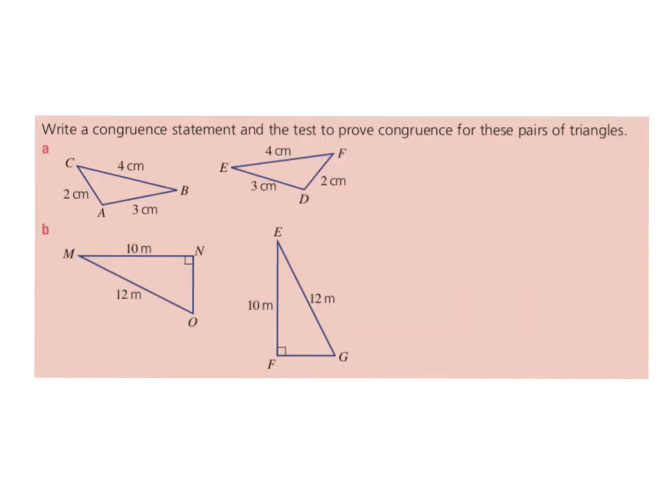Write a congruent statement and the test. So the test is, just so you're clear, when you write SSS, angle, angle, side, or side, angle, side, yeah? So they're the tests. And what else do we have? Right-hand side, yeah? All right, so let's have a look at these ones. I've got all three sides, haven't I? They're all matching, yes? So I'm going to write triangle ABC is congruent with triangle.